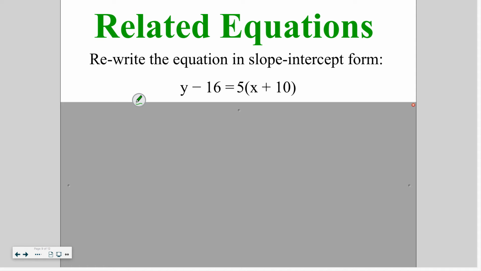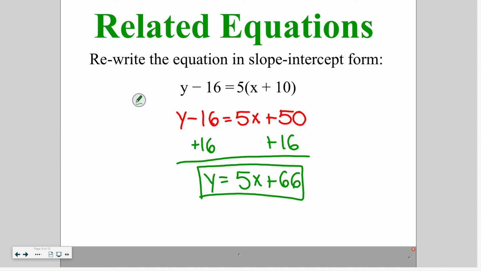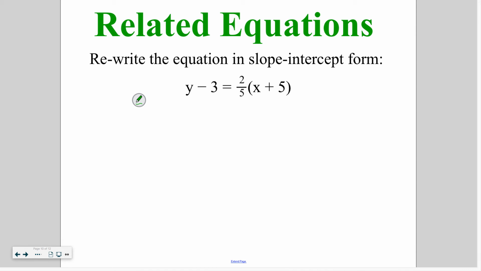Go ahead and try this one on your own. Again, distributing 5x plus 50. To get rid of negative 16, you're going to have to add 16 to both sides, giving you y equals 5x plus 66. Process is similar when there are fractions involved.